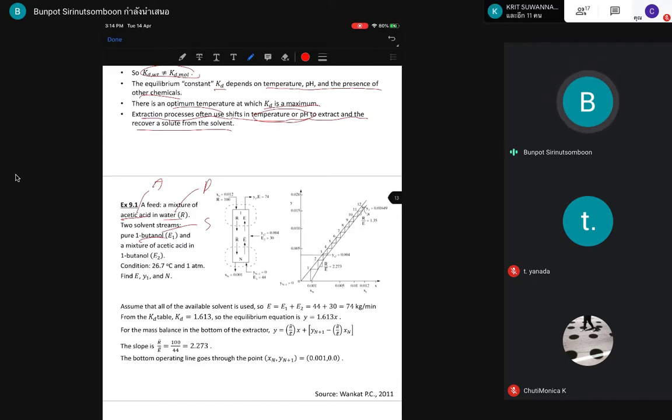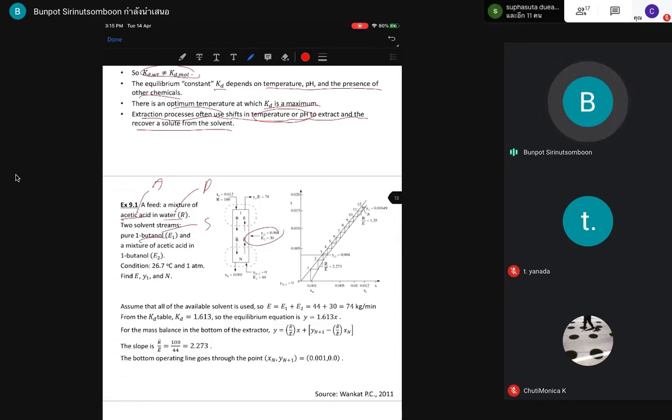This problem is a little tricky because of this stream right here. Usually you're not going to have this. Usually you will only have two streams going in and two streams going out, right? But in this one you have this middle feed here, and it makes our system a little more complex.